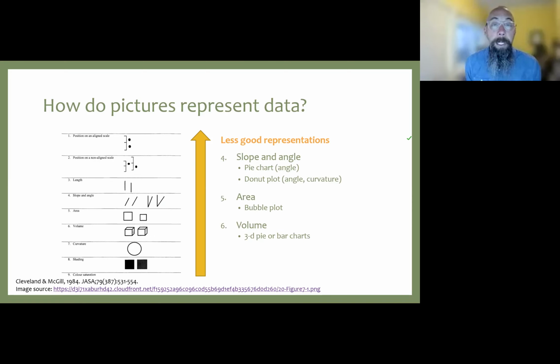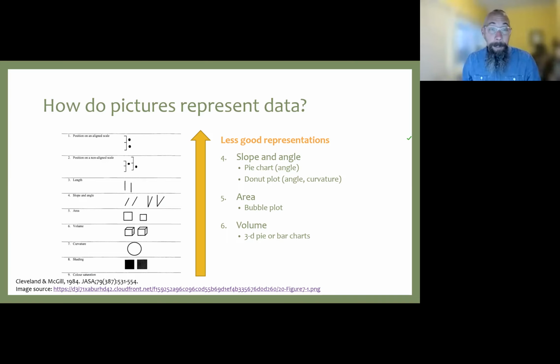Here are 3 less good representations. In other words, when people saw data represented with these kinds of symbols, they misinterpreted the results. So slope and angle. At first I was like, what do we ever do with slope and angle? But it turns out the way that we read pie charts is by looking at the angle in the middle. That's what the wedge is, what tells us how much information there is. And we're not that good at it, turns out.